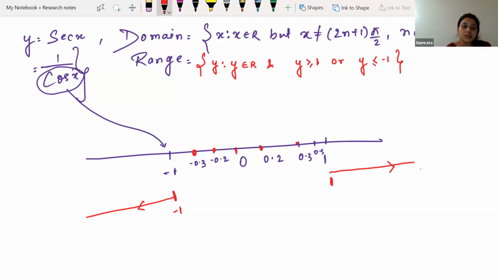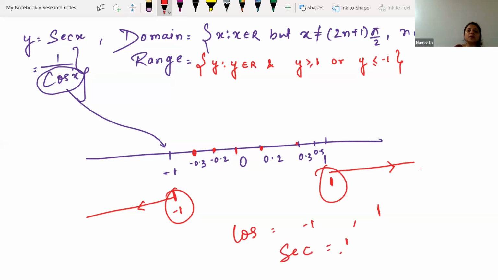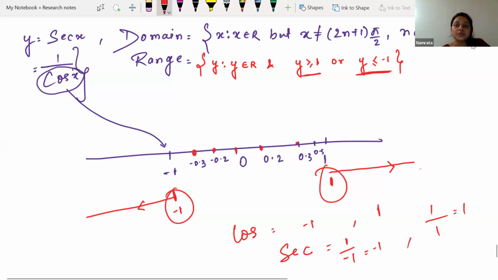Why am I taking 1 and -1? Because the value of cos can be -1, it can be 1. So definitely sec x can be 1 by -1, that is -1 only, or 1 by 1, that is 1 only. That's why I am using the greater than or equal to sign over here. Is it clear to both of you, the range? Yes, ma'am.